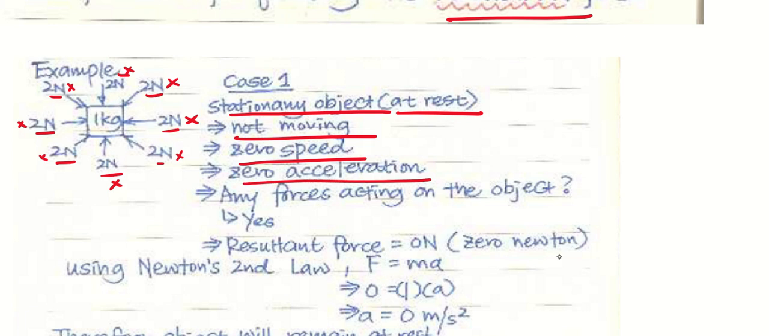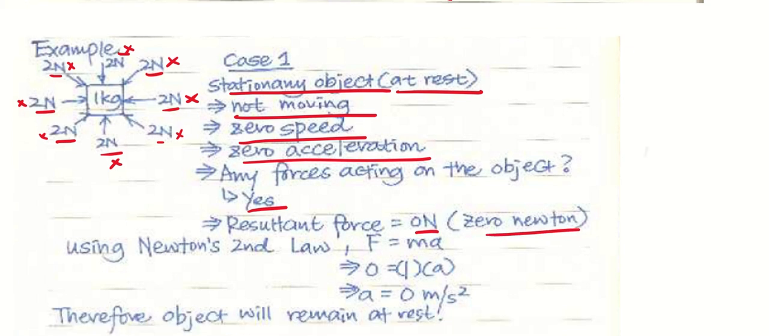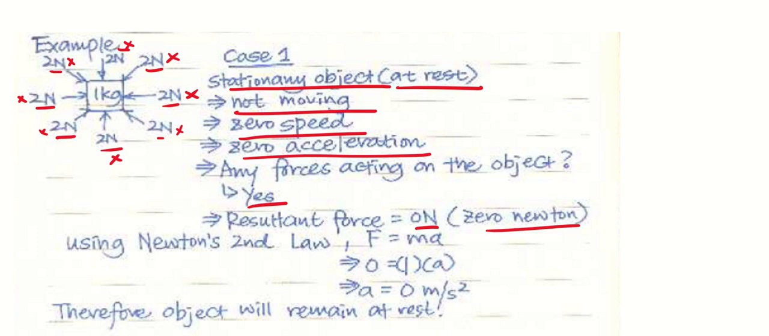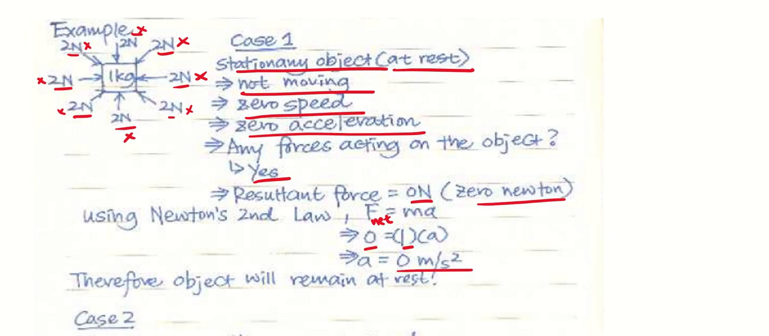Any forces acting on the object? Yes. But what about the resultant force? It is 0. 0 Newton, right? So you can try to use Newton's second law, which is F net or F resultant equals ma. The mass is 1 kg. There is no F net, therefore the acceleration is 0. Or if the acceleration is 0, that means F net is 0.